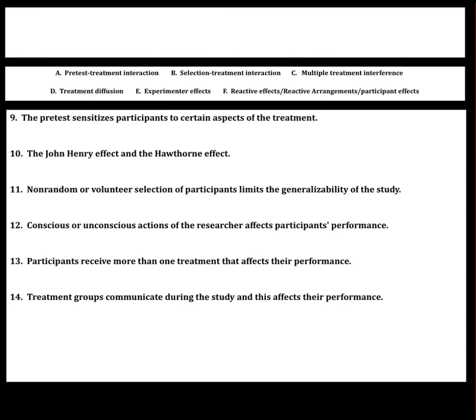Number 12, conscious or unconscious actions of the researcher affect participants' performance. That would be E, experimenter effects. 13, participants receive more than one treatment that affects their performance. That's C, multiple treatment interference. And 14, treatment groups communicate during the study, and this affects their performance. That would be D, treatment diffusion.